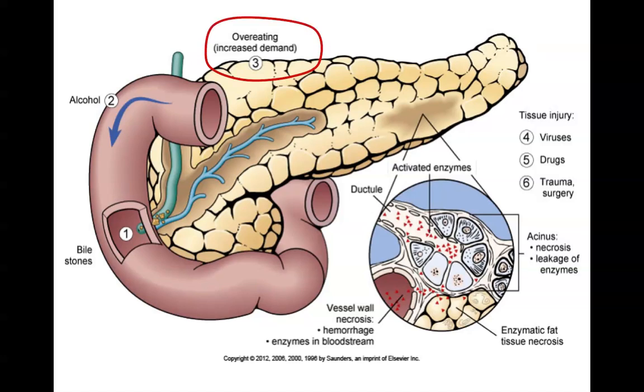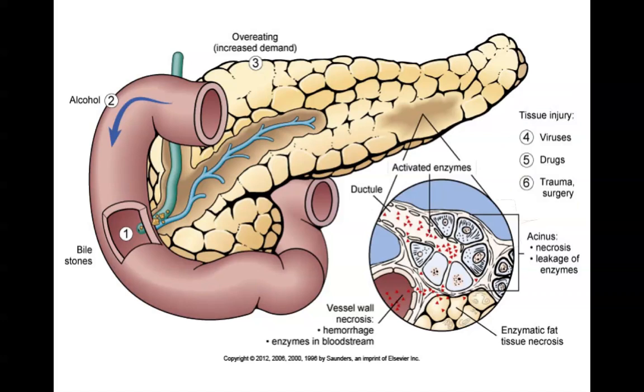Less common causes include overeating. The consumption of fatty foods increases the demand upon the pancreas, which can overstimulate and inflame sensitive pancreatic cells. Other less common causes of tissue injury that lead to acute pancreatitis include viral infections, drugs or medications, and abdominal trauma or surgery.